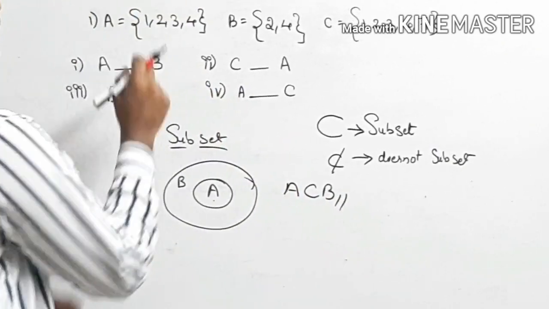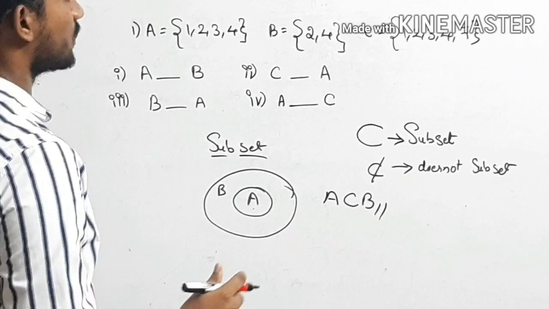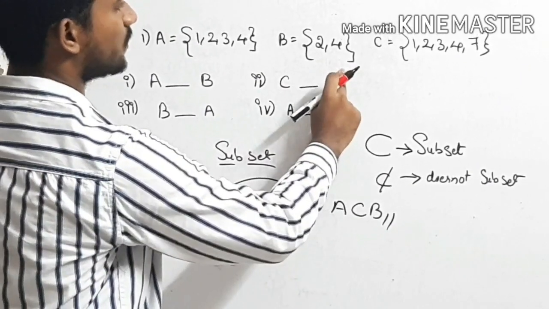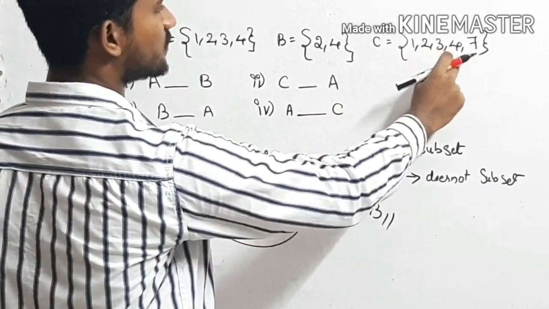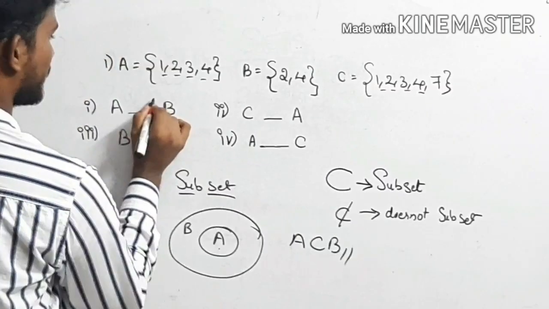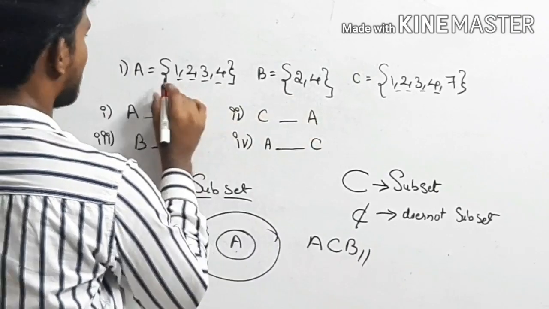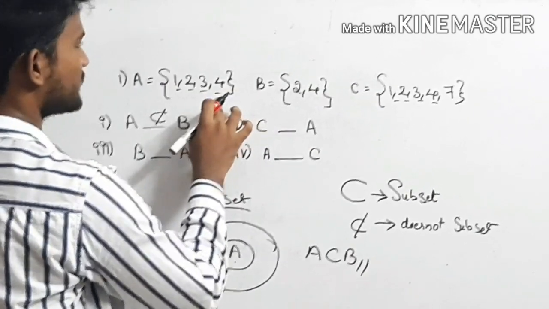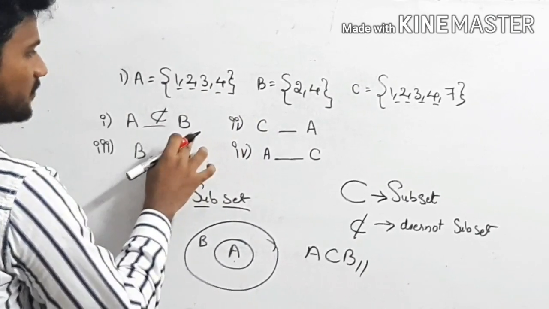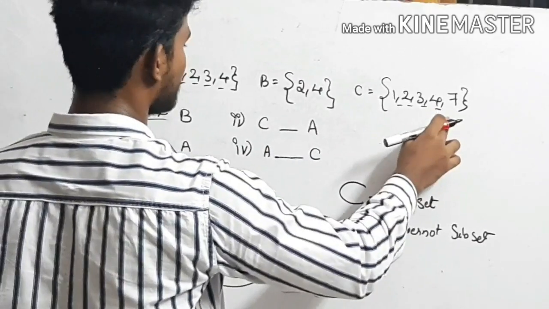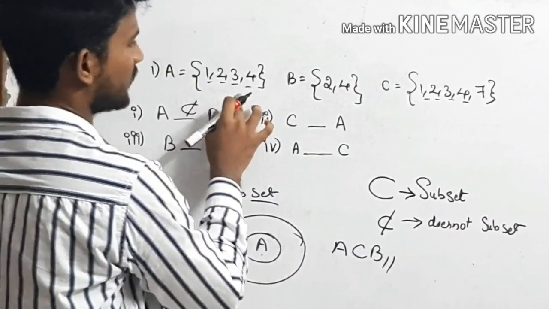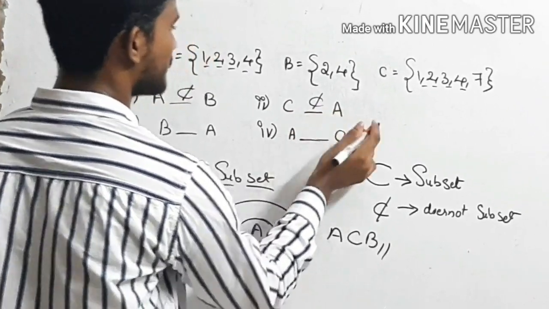As usual, we can take it like this: A equals 1, 2, 3, 4, and B equals 2, 4, C equals 1, 2, 3, 4, 7. A is not a subset of B because B has only 2 elements and A has 4 elements, so it is not a subset of B. C has 5 elements and A has 4 elements, so it is also not a subset of A.